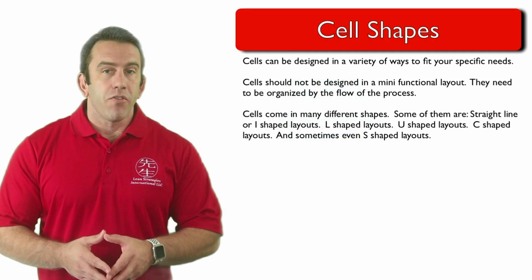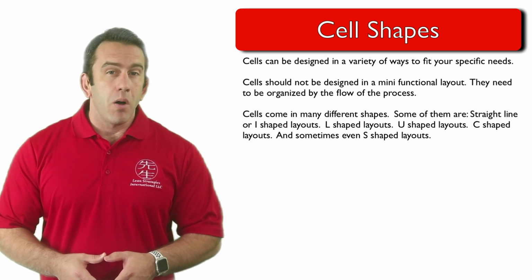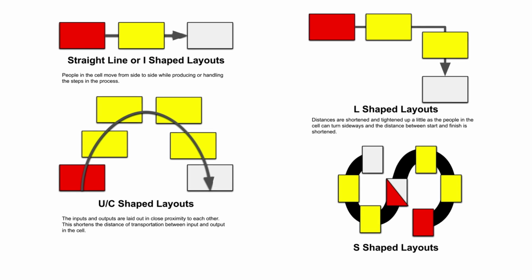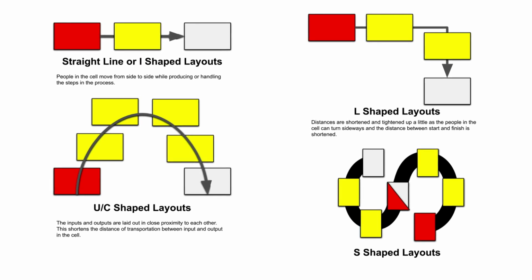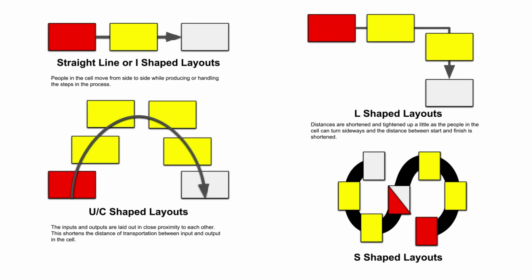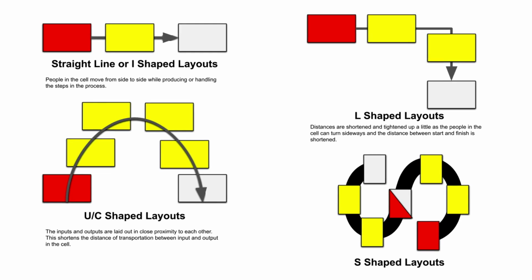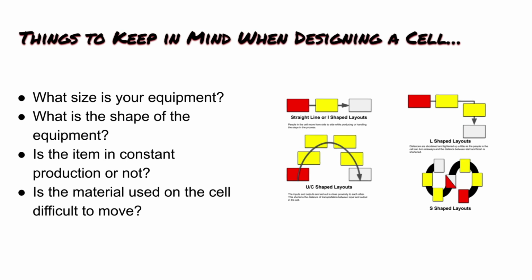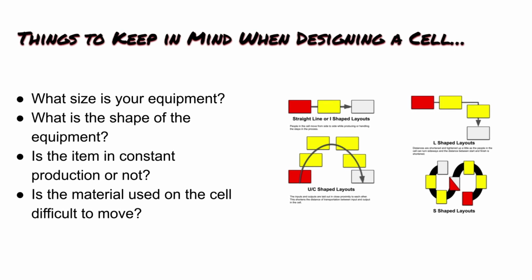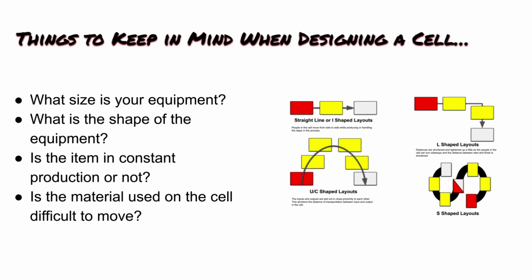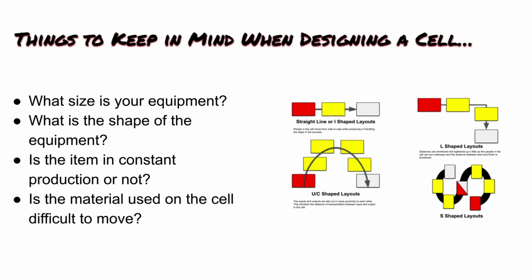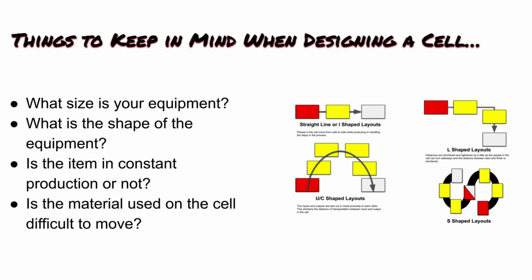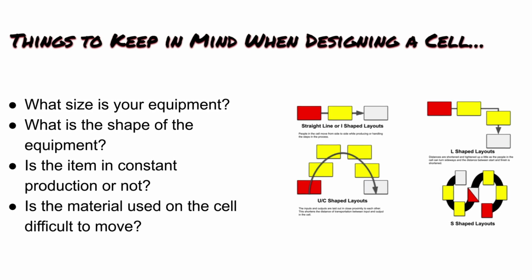While there are many different shapes, cells are most commonly organized in straight line, I-shaped layouts, L-shaped layouts, U-shaped layouts, C-shaped layouts, and sometimes even S-shaped layouts. Some things to keep in mind when designing your cells are: what size are your equipment? What is the shape of the equipment? Is the item in constant production or not? And is the material used on the cell difficult to move?